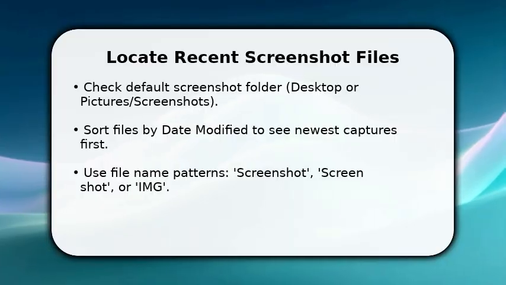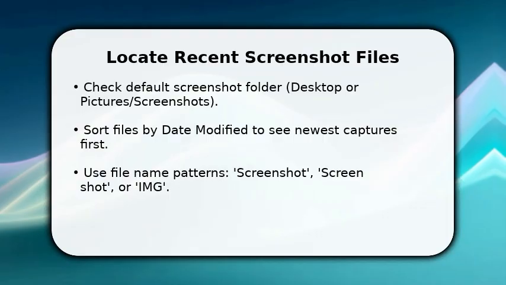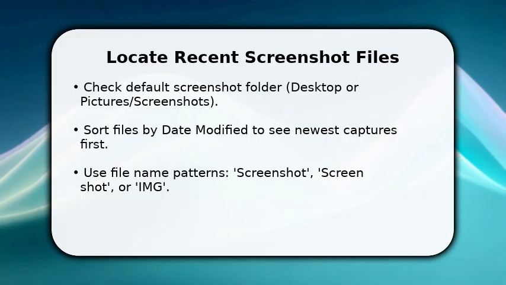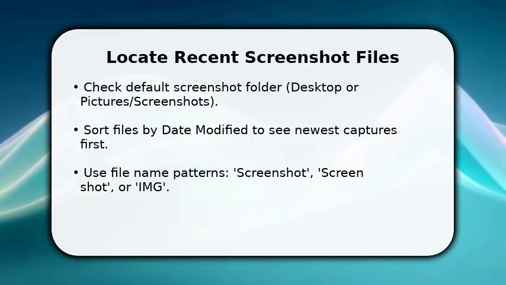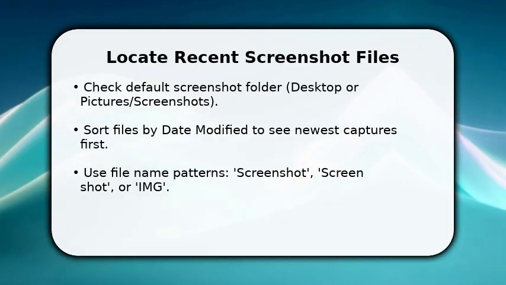You've just taken a screenshot. Now find it fast. First, open File Explorer or Finder and go to Desktop or Pictures > Screenshots, because those are common defaults. Once there, sort by date modified so the newest images appear at the top. This makes identifying recent captures immediate.